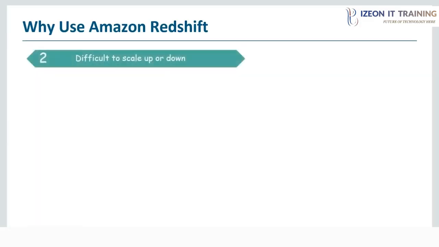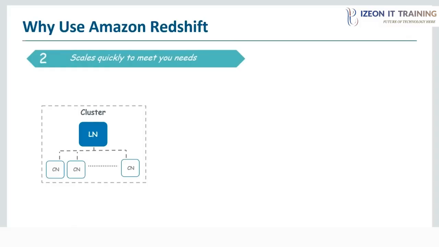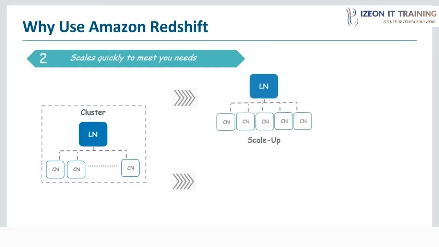We also learned that auto scaling is difficult in traditional data warehouses, but you can scale quickly to meet your needs in Amazon Redshift. Well, we already know that a cluster has a leader node and one or more compute nodes. So if you want to auto scale in Amazon Redshift, all you have to do is resize your cluster size. As we know, these compute nodes are like compute resources. So if you want to scale up, you can increase the number of compute nodes. Similarly, if you want to scale down, you just have to decrease the number of compute nodes.